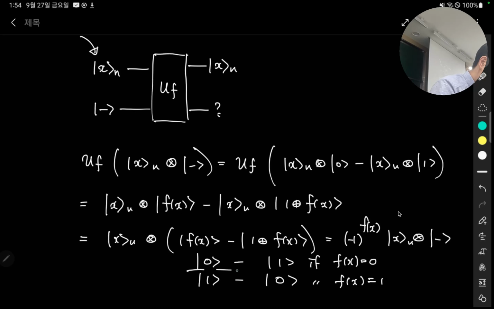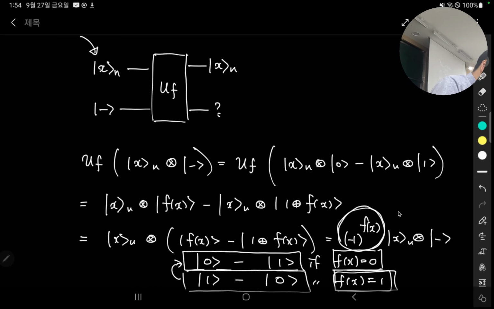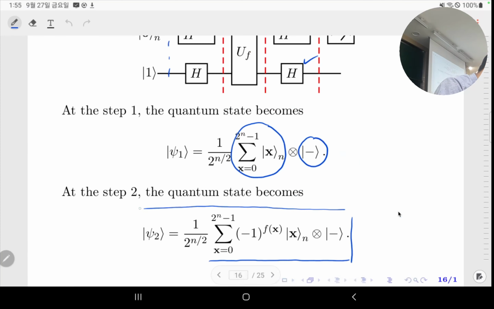So if I take ket 0 minus ket 1 as my base state, then when f(x) is 0, I need a plus sign here. And if I get the other one, then I need a minus sign multiplied to the base state when f(x) equals 1. So that's the expression that I need. It's exactly the same result, no matter what value f(x) is. This is my formula.